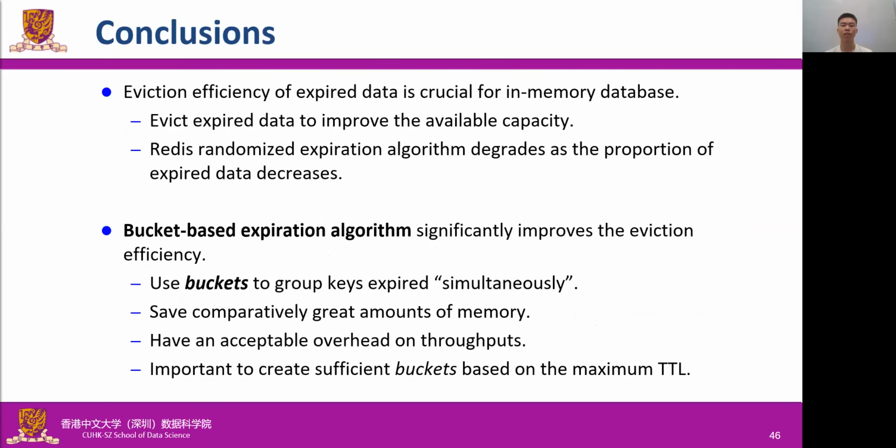In conclusion, the eviction efficiency of expired data is crucial for a memory database, and the current Redis randomized expiration algorithm has some space for improvement. Our bucket-based expiration algorithm could significantly improve the eviction efficiency by using buckets to group keys expired simultaneously. The results show it can save greater amounts of memory and have an acceptable overhead on throughputs. To maximize the performance of our algorithm, a key point is to create enough buckets based on the maximum TTL.